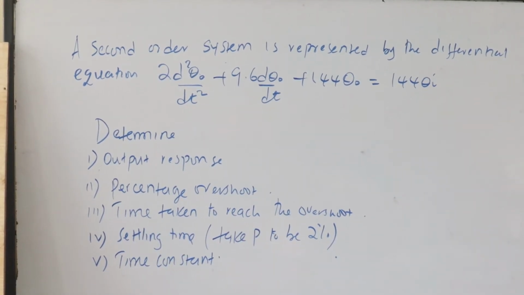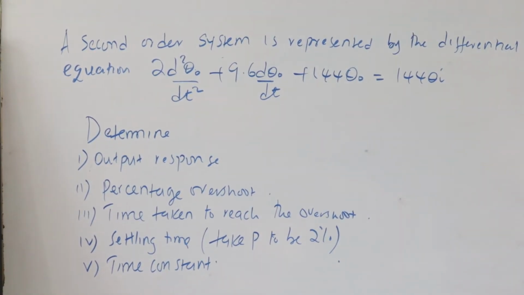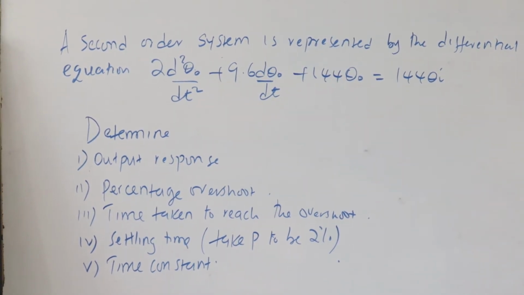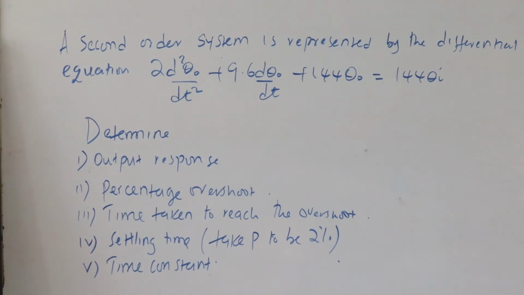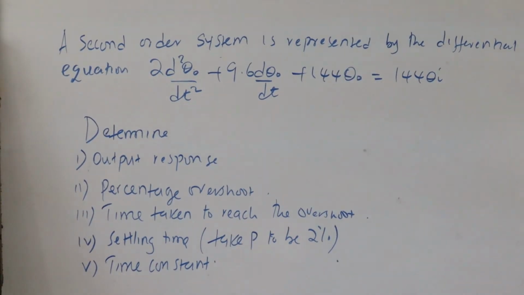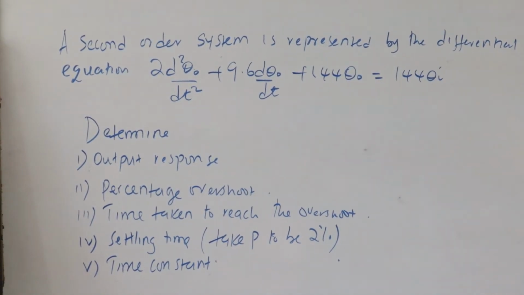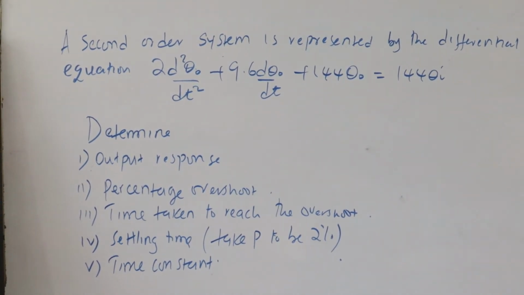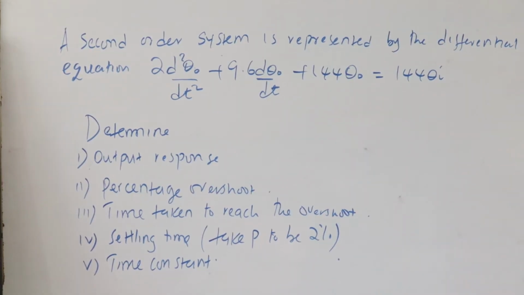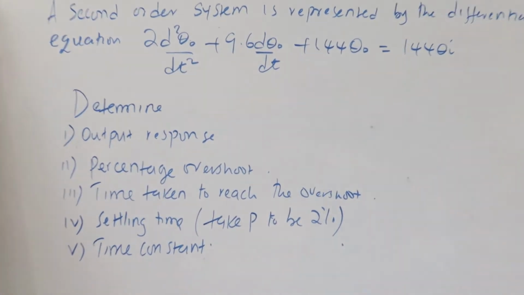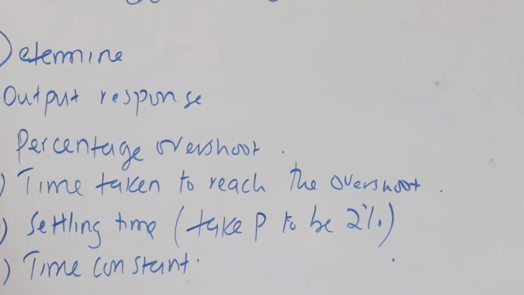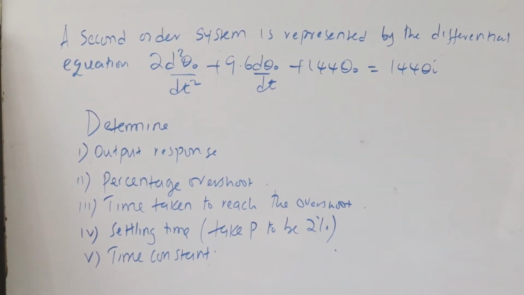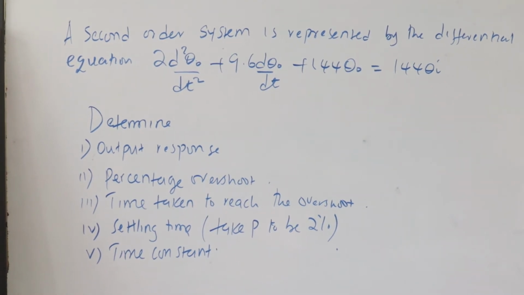So that is now the equation that I want us to look at. A second order system is represented by the differential equation. That is the differential equation that we're talking about: 2 d squared theta naught over dt squared plus 9.6 d theta naught over dt plus 144 theta naught is equal to 144 theta I. You are supposed to determine the output response of the system, the percentage overshoot, the time taken to reach the overshoot, settling time, and also the time constant.